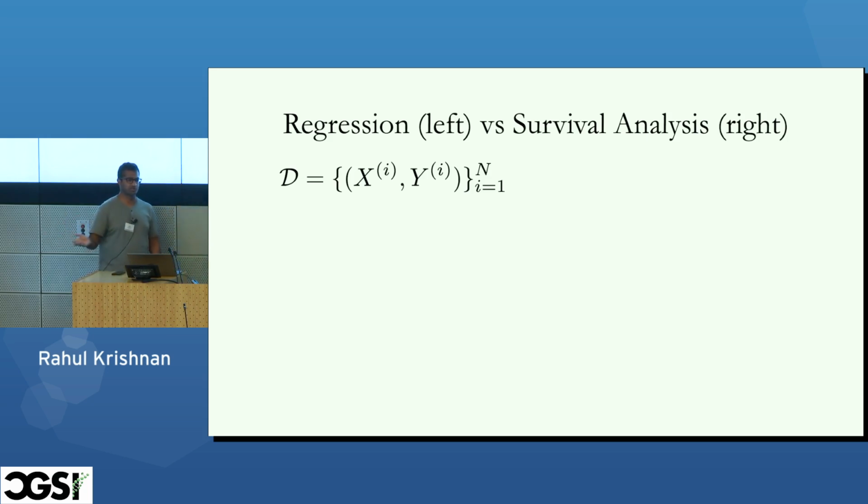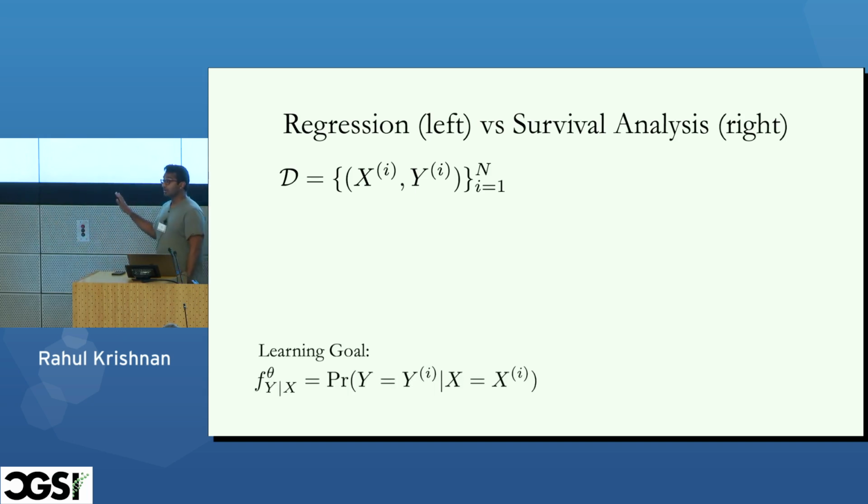So we'll focus on a real valued outcome such as a time to mortality as an event. And the learning goal in regression is really to maximize the conditional likelihood of the outcome given the observed data. So we want to maximize probability of Y given X for each patient. And our machine learning model is really this function F that we learn via empirical risk minimization.